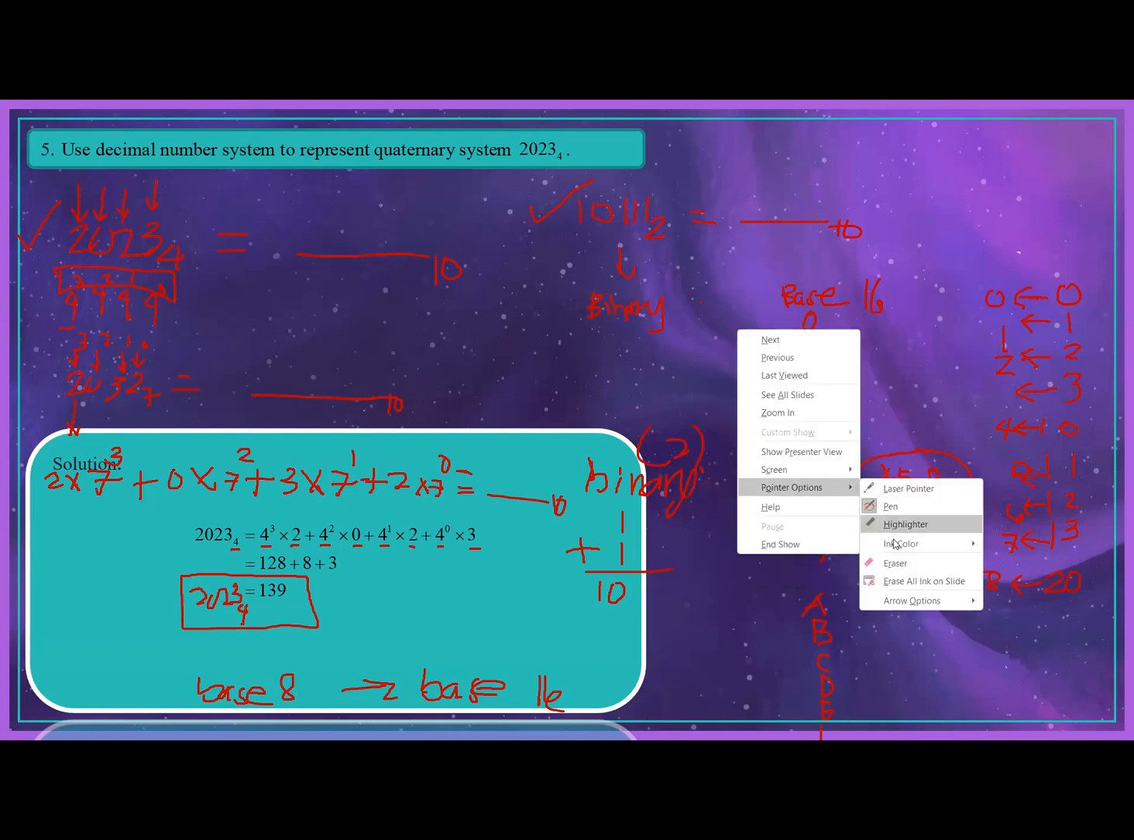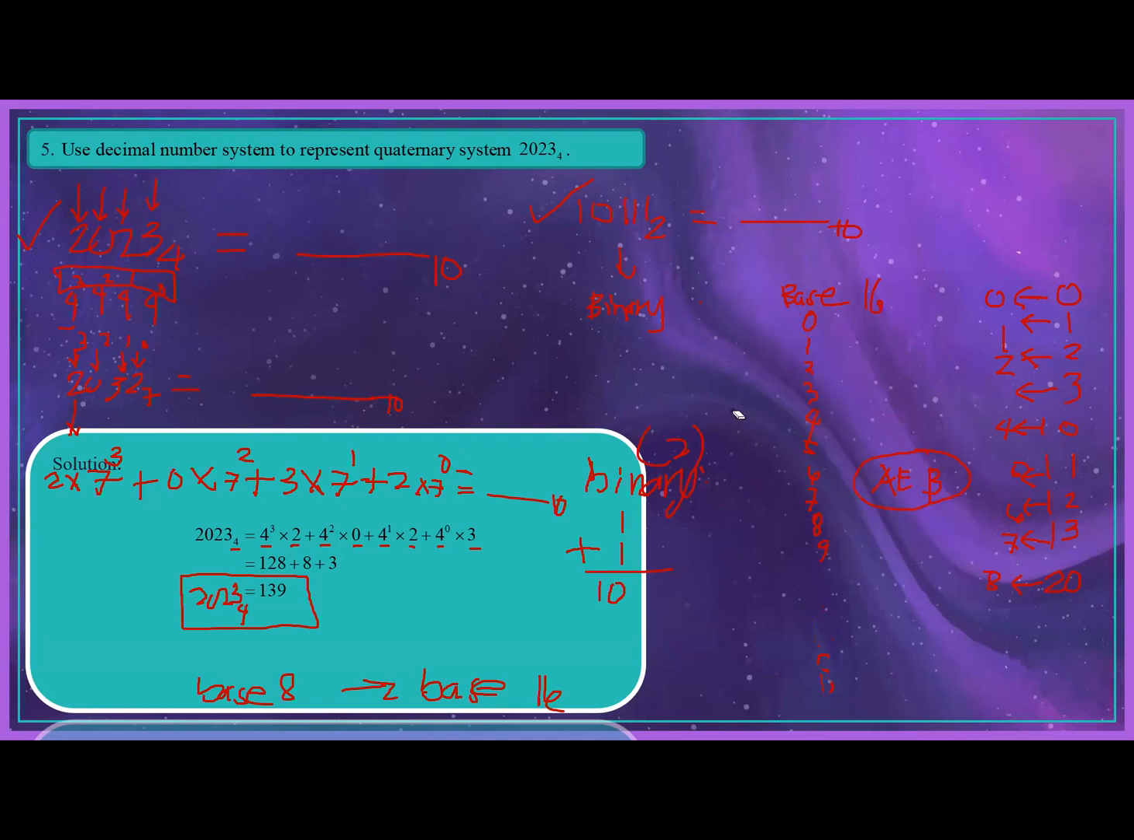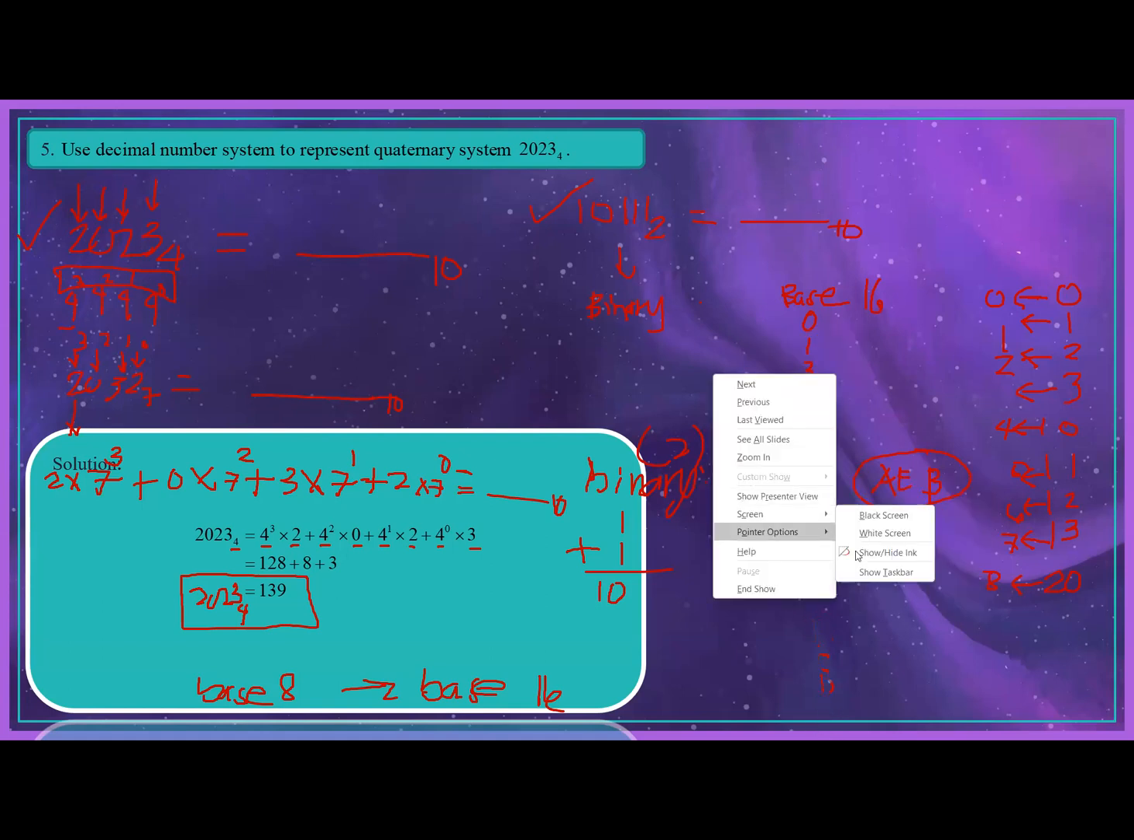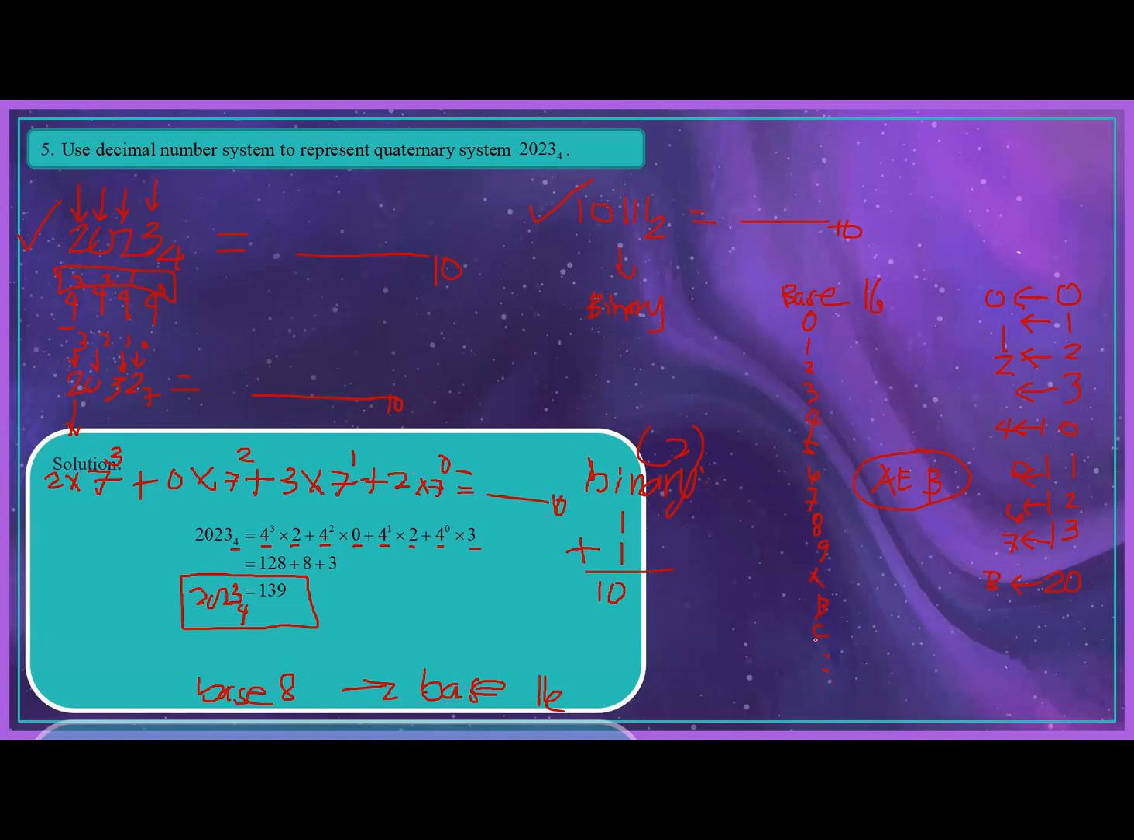So basically 1 to 9, then A, B, C, D, E, F. Thank you for the correction. Then after that, you start at 10. 10 base 16 would be 1 times 16 raised to 1 plus 0 times 16 raised to 0.